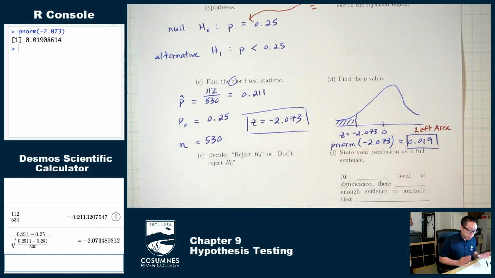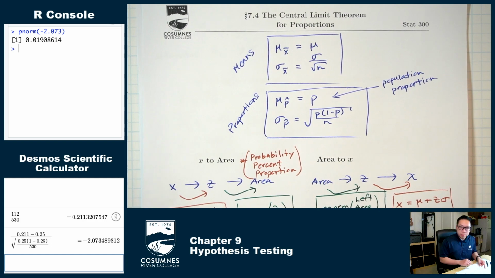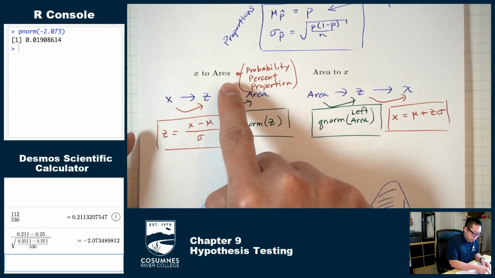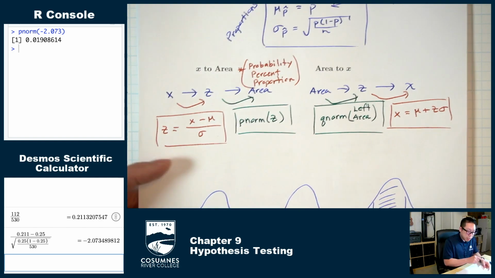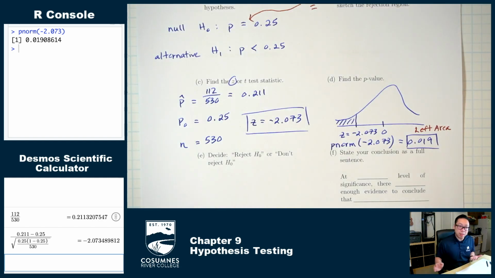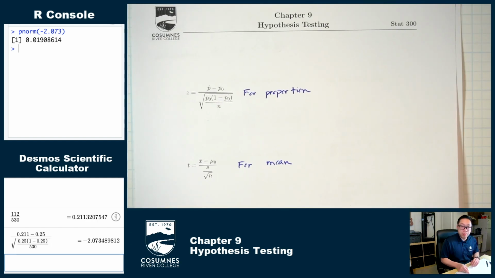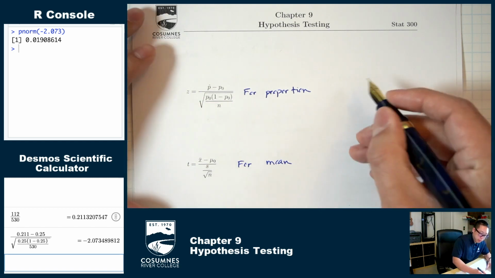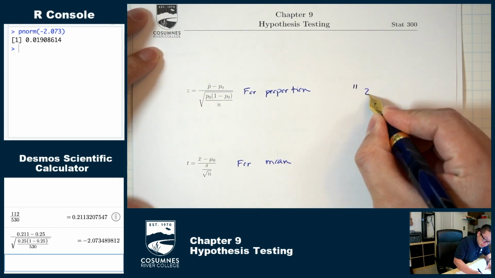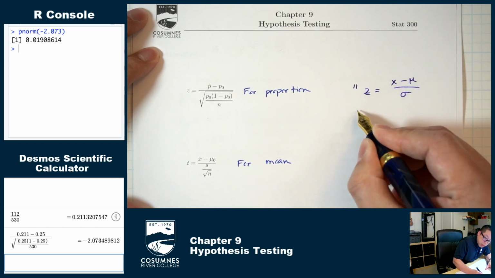Part C and D together are really just an X to area problem from chapter 7. Here's the formulas from chapter 7. For an X to area problem, you start off by finding the Z-score, and then you do a p-norm, which is actually exactly what we did in part C and D. In part C, we used the Z formula from the front page. But this Z formula, I claim, is just the Z-score formula from chapter 7.